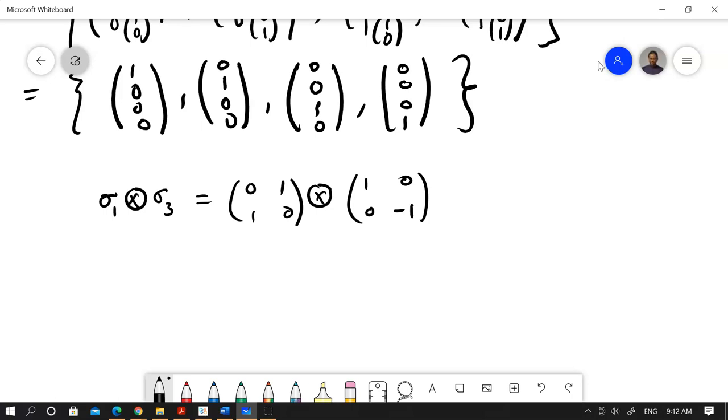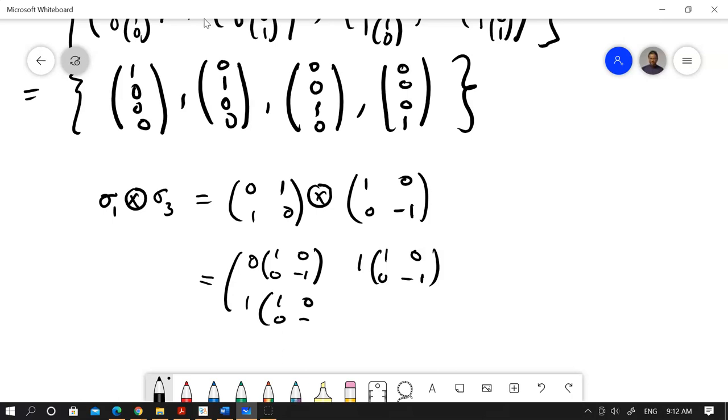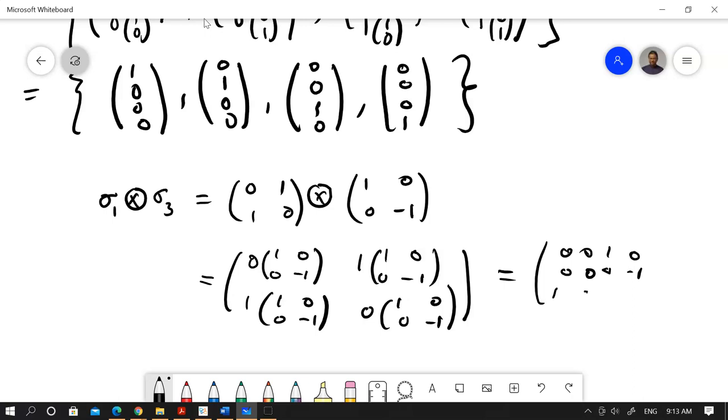And in fact, you can use the same trick over here. This 0 is multiplying with this 1, 0, 0, minus 1. And then 1 with 1, 0, 0, minus 1. And then 1 with 1, 0, 0, minus 1. And then 0 with 1, 0, 0, minus 1. And then you can get the 4x4 matrix. So this will be 0, 0, 0, 0, then 1, 0, 0, minus 1, then 1, 0, 0, minus 1, and then 0, 0. So this will be a 4x4 matrix, and this 4x4 matrix will act on this 4x1 matrix. So in other words, the tensor product is just saying that you enlarge the system.